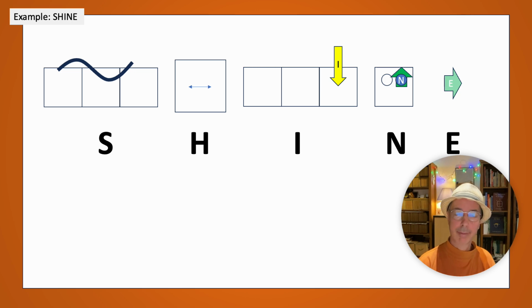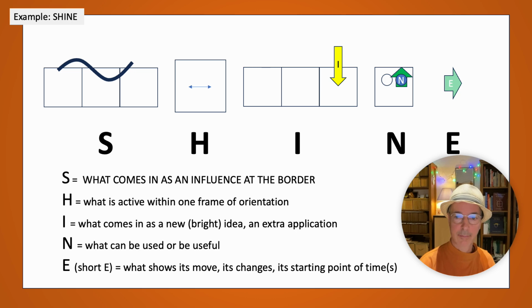When we build up shine, we have resumed here how we understand the letters S, H, I, N and E. And I will translate them quickly as the S is what really comes as an influence at the border. That's how we have understood it. There are some fluctuations there. Something comes in, something comes out. And that's the influence that we try to pinpoint with the letter S.